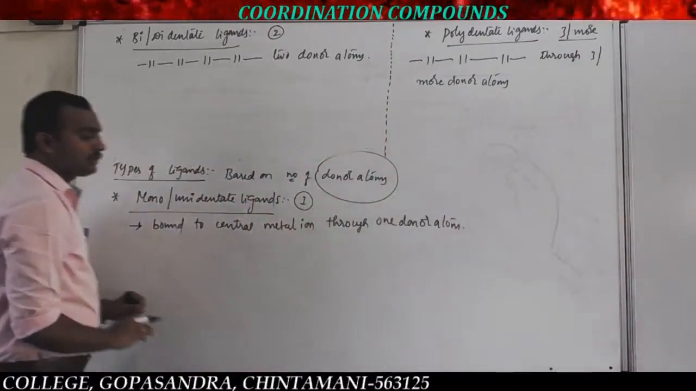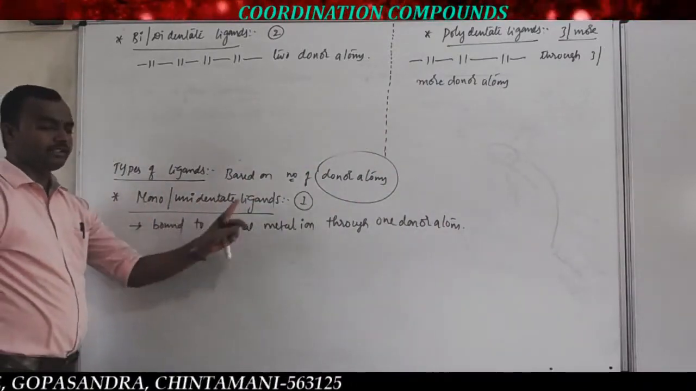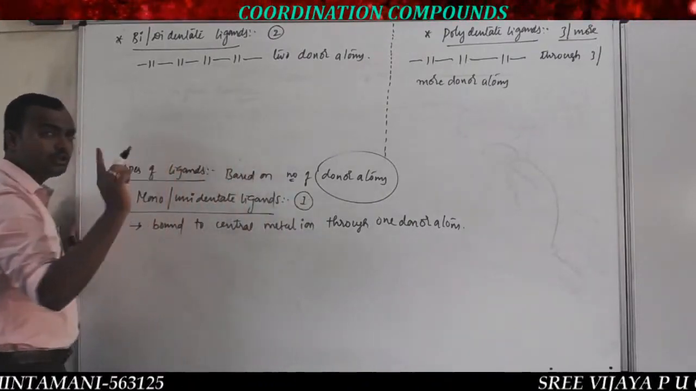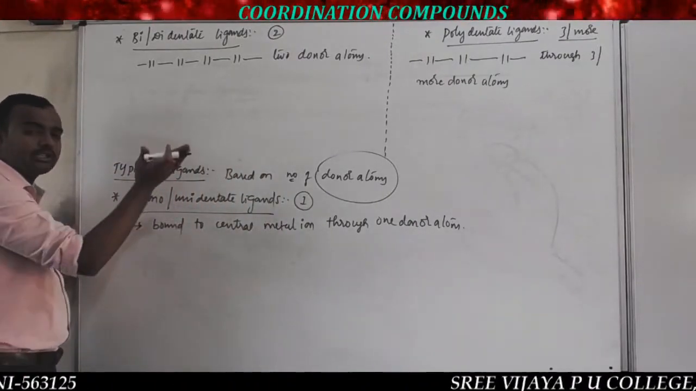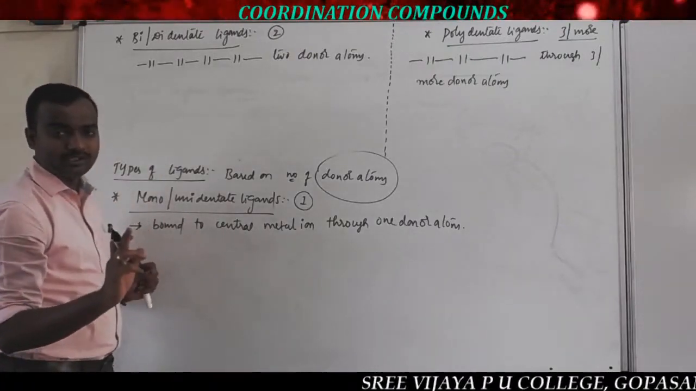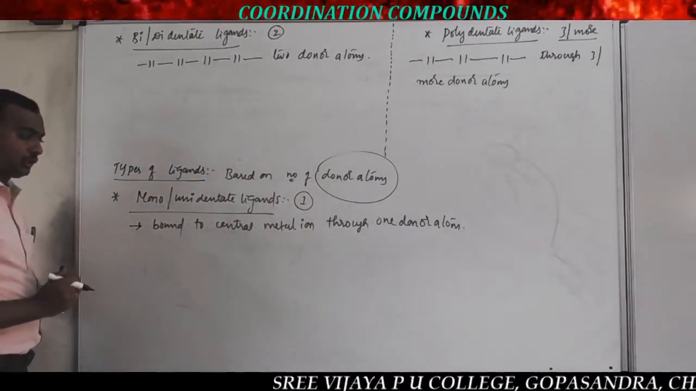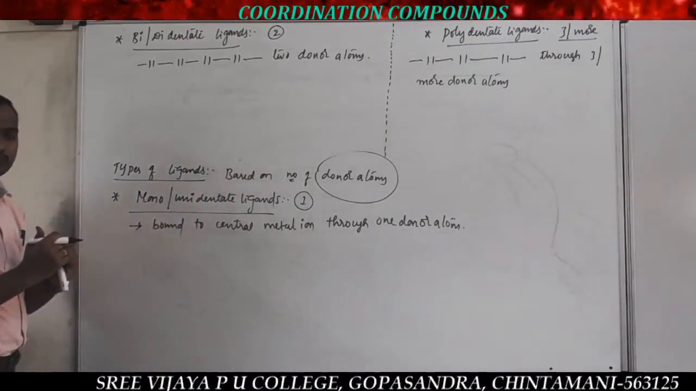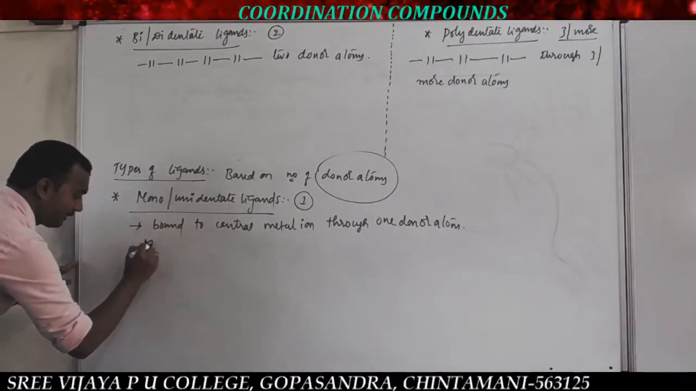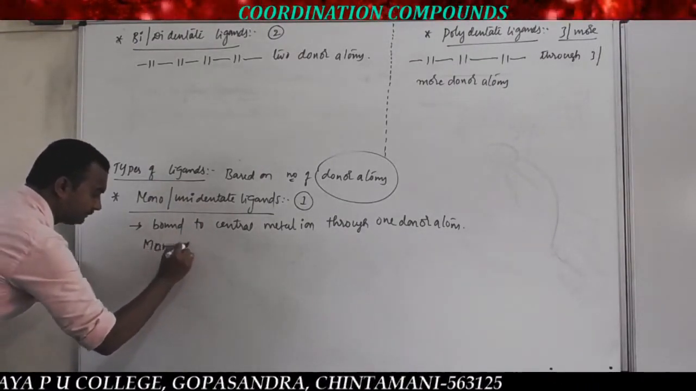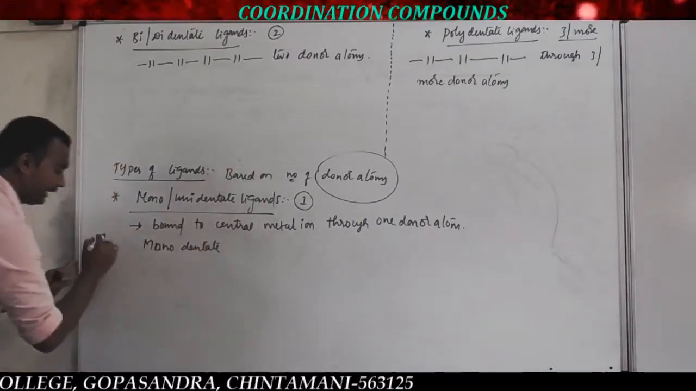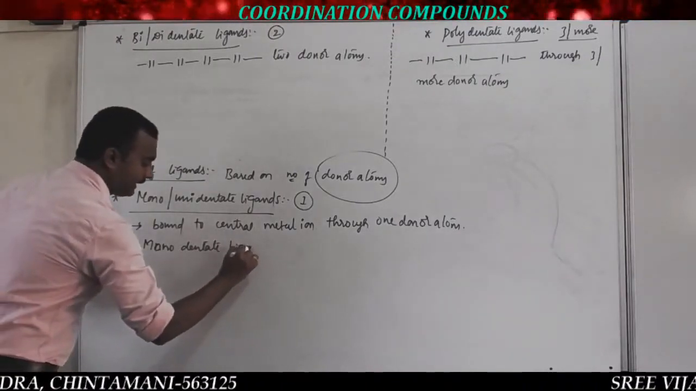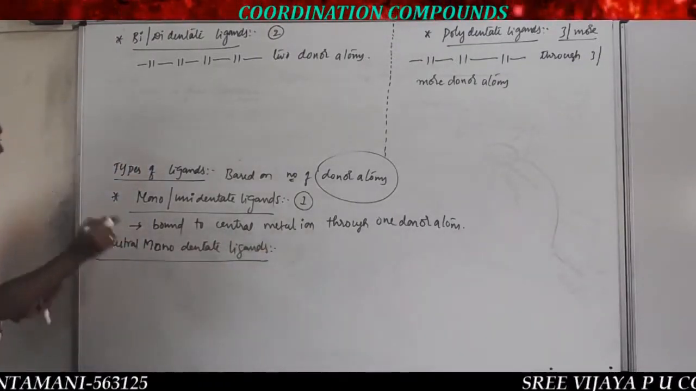But I will explain that later. Now, what are the examples of mono or unidentate ligands, which are bound to the central metal atom through one donor atom? They form one coordination bond with the central metal atom, from one donor atom pair. The monodentate or unidentate ligand may be a neutral or ionic species. First, examples of neutral monodentate ligands.